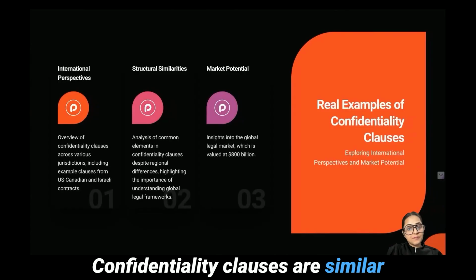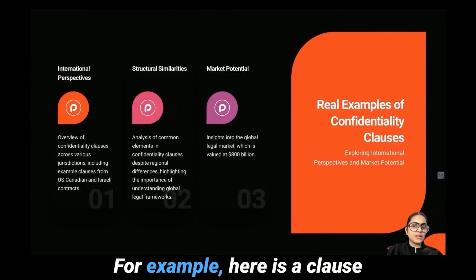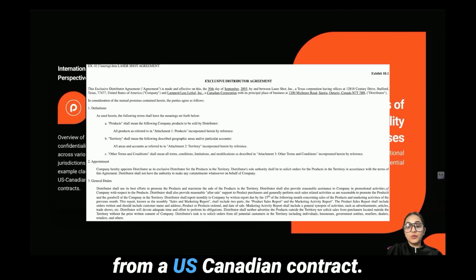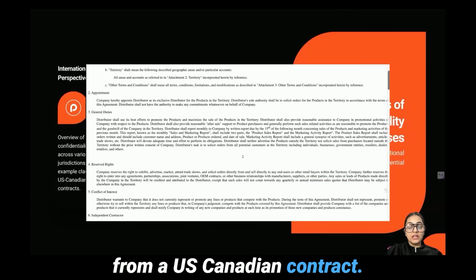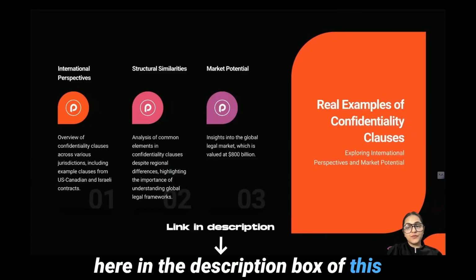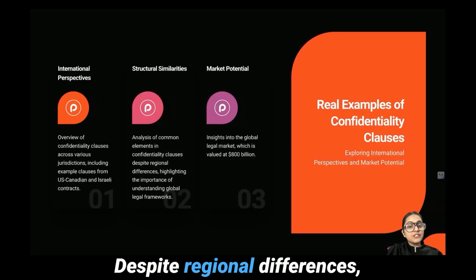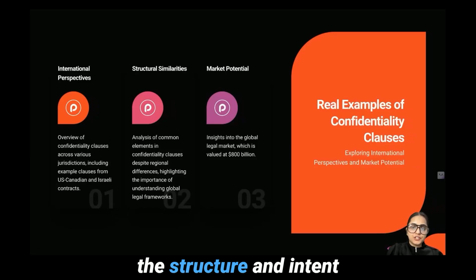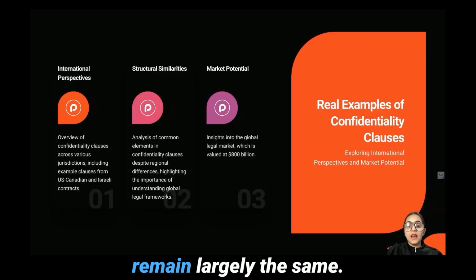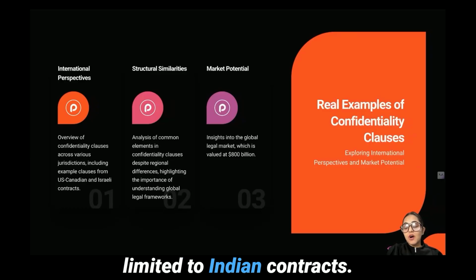Confidentiality clauses are similar across international contracts. For example, here is a clause from a US Canadian contract. The link to this document is right here in the description box of this video for you to refer to it later. Despite regional differences, the structure and intent remain largely the same. This means you're not limited to Indian contracts.